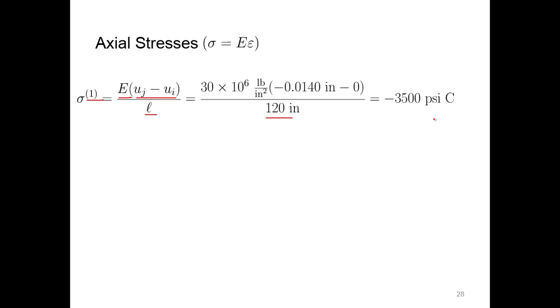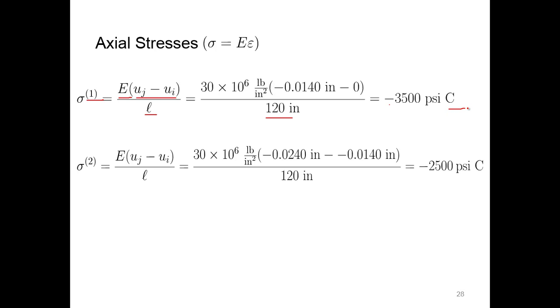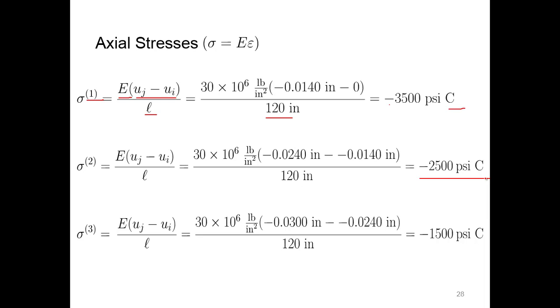So the C is just put on there because we have a negative sign out front. That's why we can call it compression. So we knew that for element 2, and we see we have negative 2,500 psi in compression there, so a little bit less, and then for element 3, negative 1,500 psi in compression there.